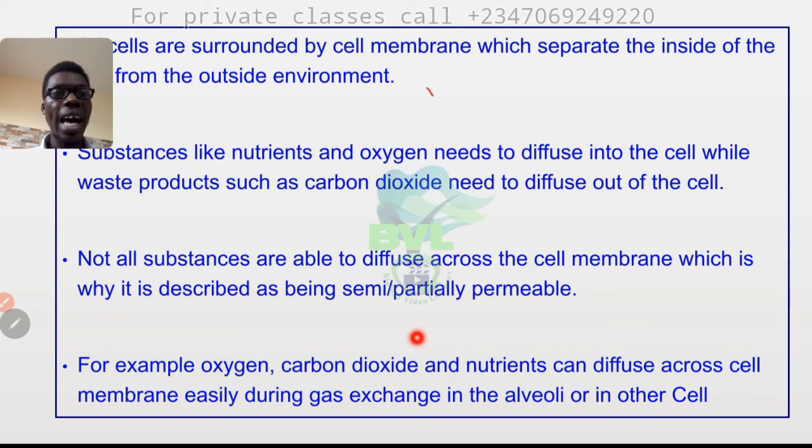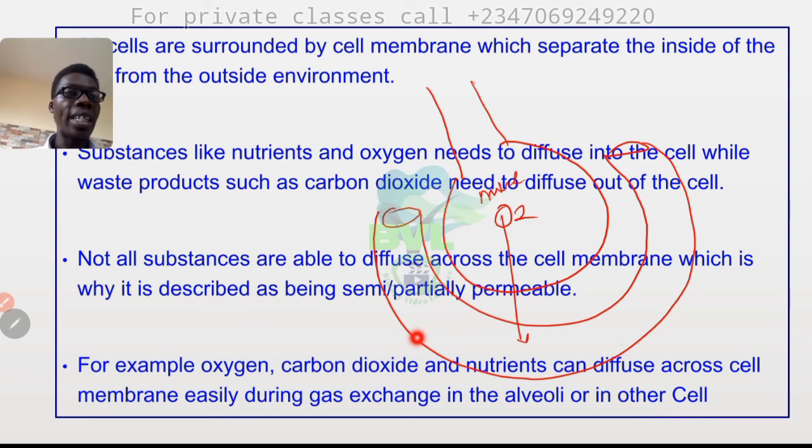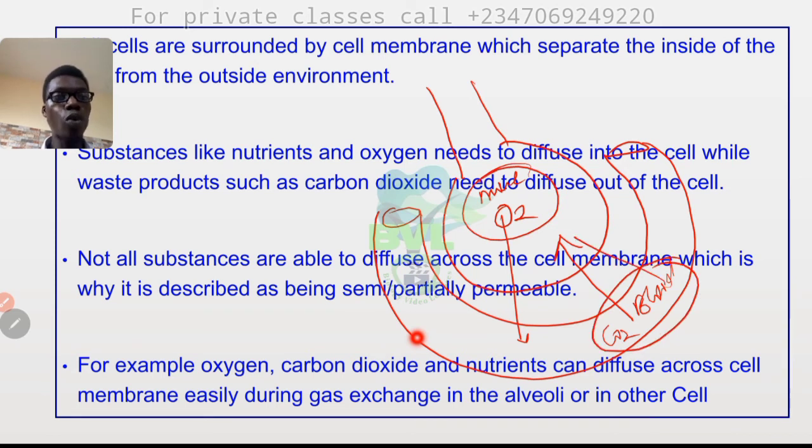This is the alveolus. Let me draw that for emphasis' sake. This is the blood vessel I'm drawing around it. That's the blood capillary surrounding it. So oxygen will move this way because there's more oxygen here. Then carbon dioxide will move this way because there's more carbon dioxide in the blood. This is very, very important for you to remember. It is more here, so it moves downward to where it is not much. It is more here, it moves upward to where it is not much.